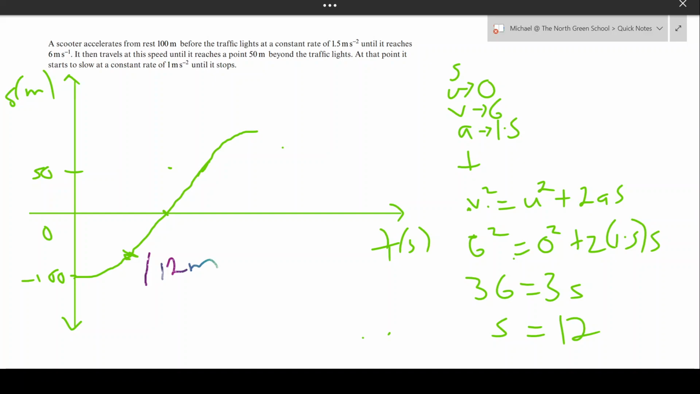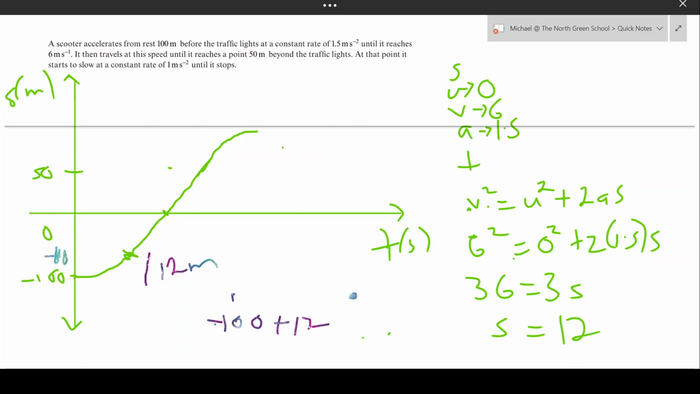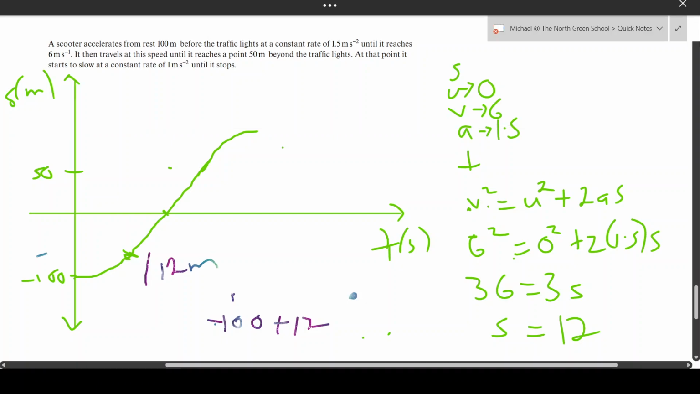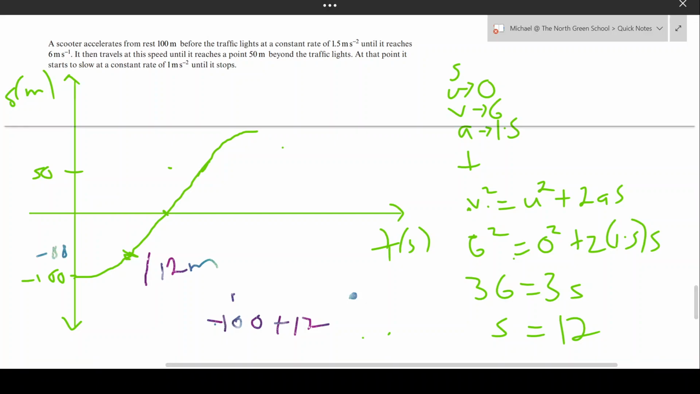So if it started at negative 100 and it covered 12 meters as it approached the traffic lights, it was initially 100 meters away. Now it gets 12 meters closer, so we get negative 100 plus 12. What do we get? Negative 100 plus 12 gives us negative 88. So there it should be at negative 88. That's when it stops accelerating and starts moving at a constant speed. Negative 88, let me just write that a little bit better. Right there.